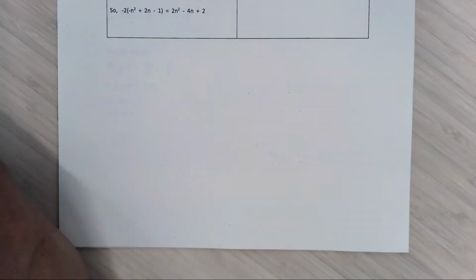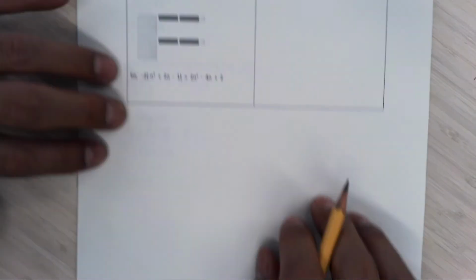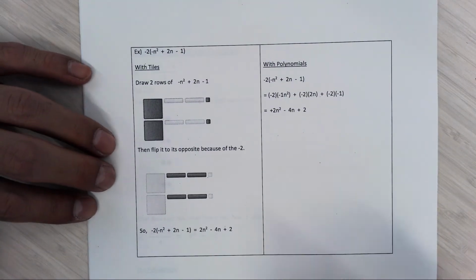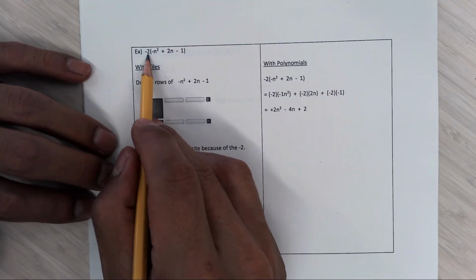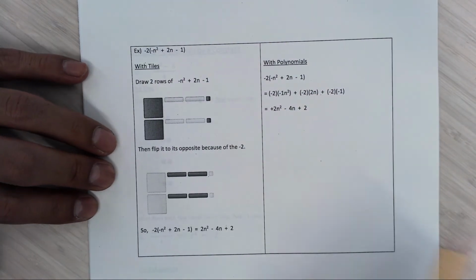Our next example is here. Okay? This time we have a trinomial multiplied by a constant. Okay, so what is it trying to show you?